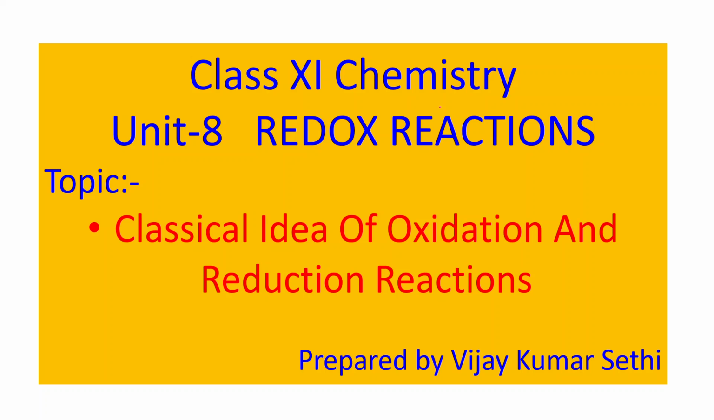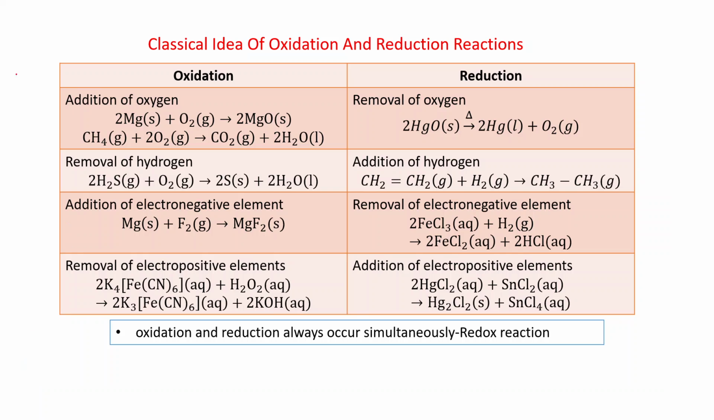Redox reaction. And in this video we will discuss the classical idea of oxidation and reduction reactions. Now with the help of this table we can understand what is oxidation and what is reduction. First come to the oxidation. Oxidation is addition of oxygen, like magnesium plus O2 gives magnesium oxide. So we can say magnesium is oxidized in this reaction.